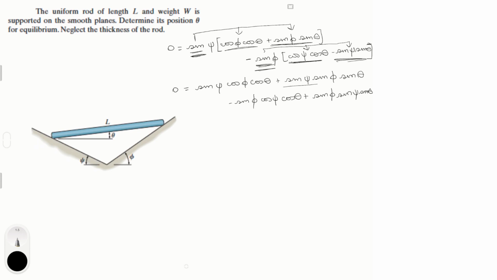Now, as you can see, these two terms are exactly the same, right? So you can just add them together, and that will be 2 times the three sines, sine of psi, sine of phi, sine of theta, is equal to sine of phi cosine of psi cosine of theta minus sine of psi cosine of phi cosine of theta. What a long problem, right? We're almost there, guys, I swear.